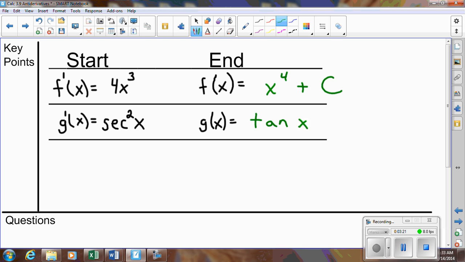Same thing with tangent. It's not just tangent of x. That is one correct answer, but we could have tangent of x plus 1, plus 2, plus 0.13, plus pi, plus e, plus any real number you want. Do not forget, when you are taking antiderivatives, you will always include plus c, some constant.